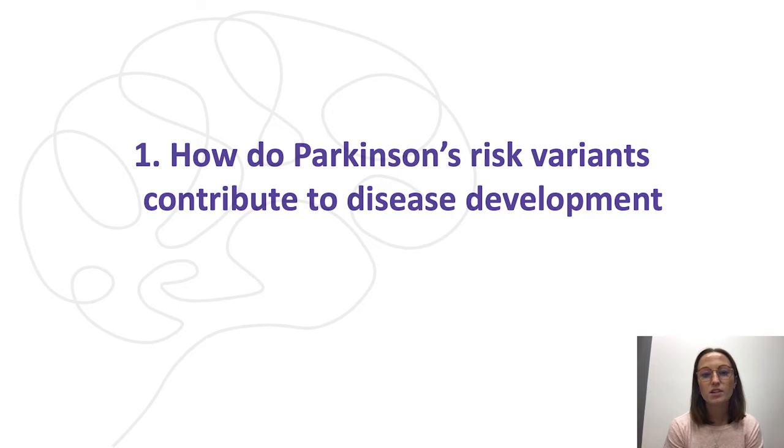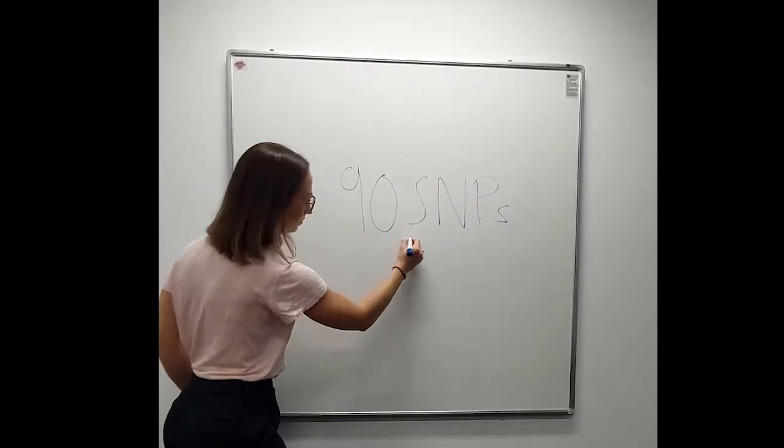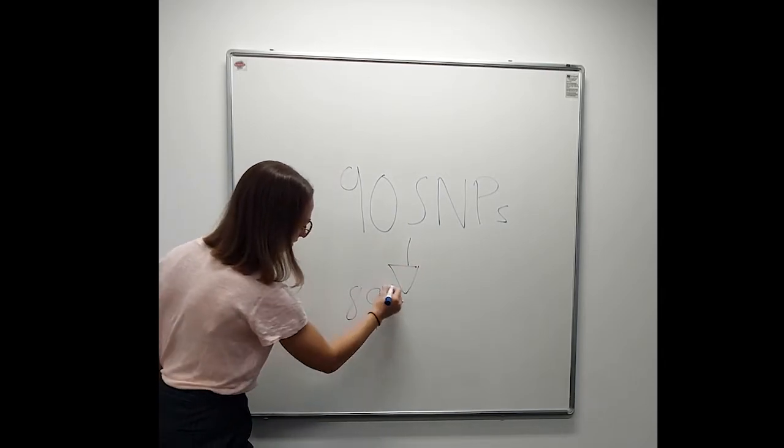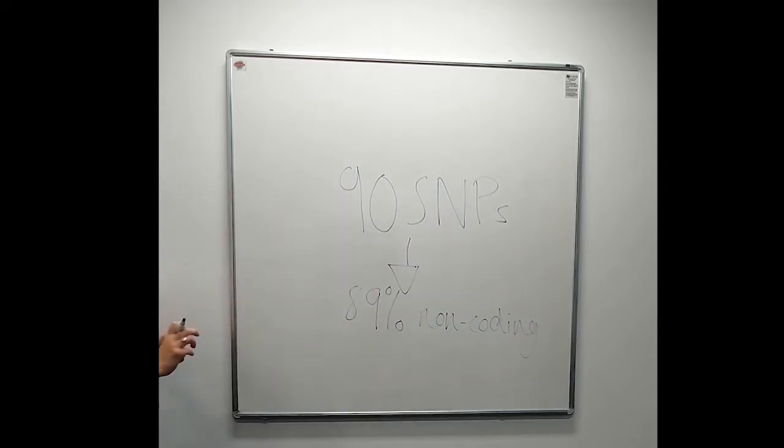The identification of these 90 variants of course sparked the question as to how these risk variants are actually contributing to the development of Parkinson's disease. In theory this question sounds relatively simple to answer. Yet the vast majority of these 90 risk variants are actually located in non-coding regions of the genome, which makes assigning function to them extremely hard.